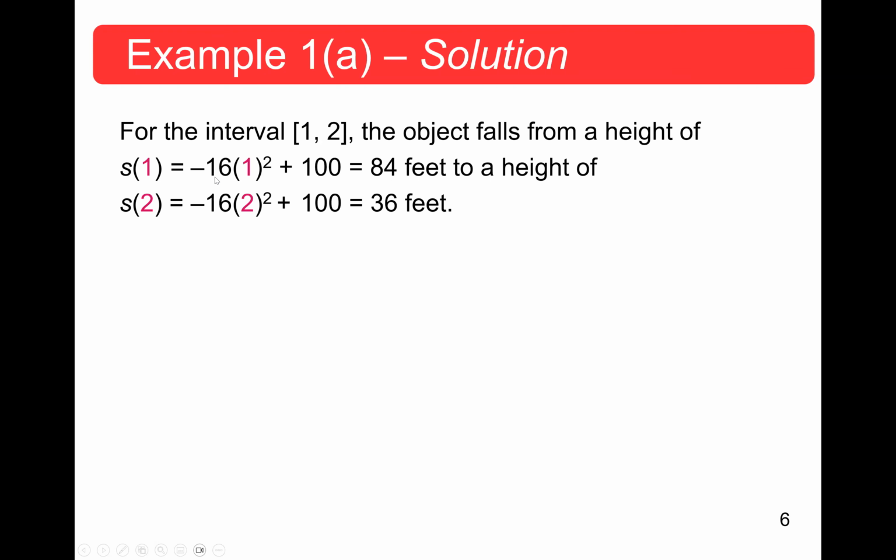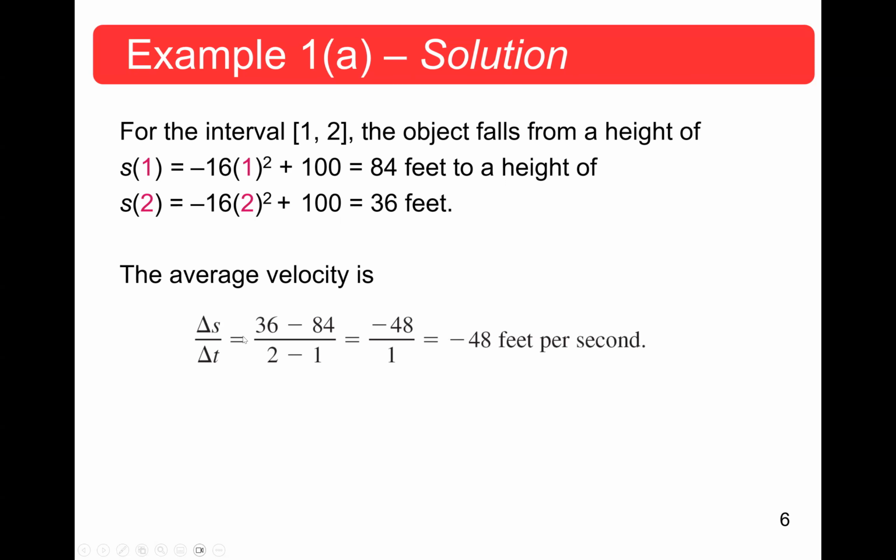That will be negative 16 times 1. The answer will be negative 16 plus 100, and 16 from 100 will give us 84. Now, s at 2 will give us negative 16 times 2 squared plus 100. So again, 2 squared will give us 4. And if we multiply 4 by negative 16 and add it to 100, that will give us 36. So now we know the 84 feet and 36 feet at the interval of 1 and 2.